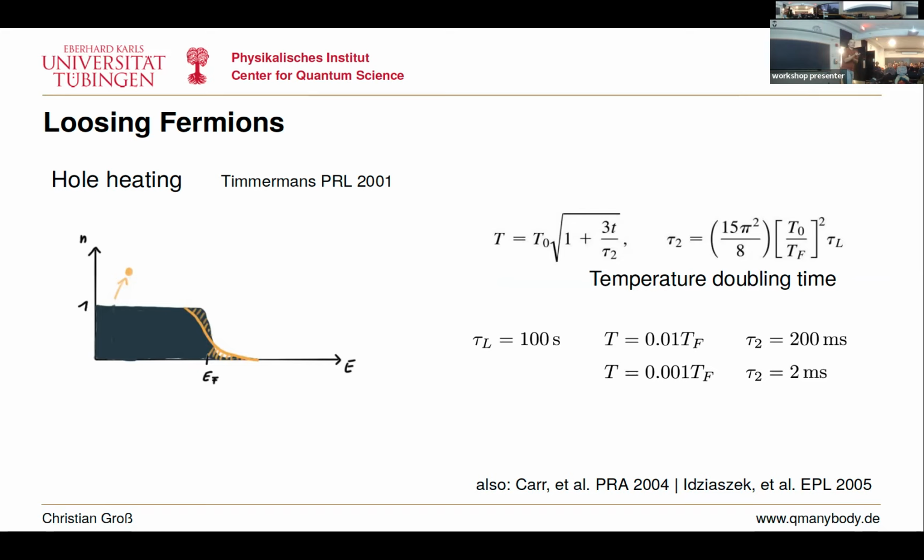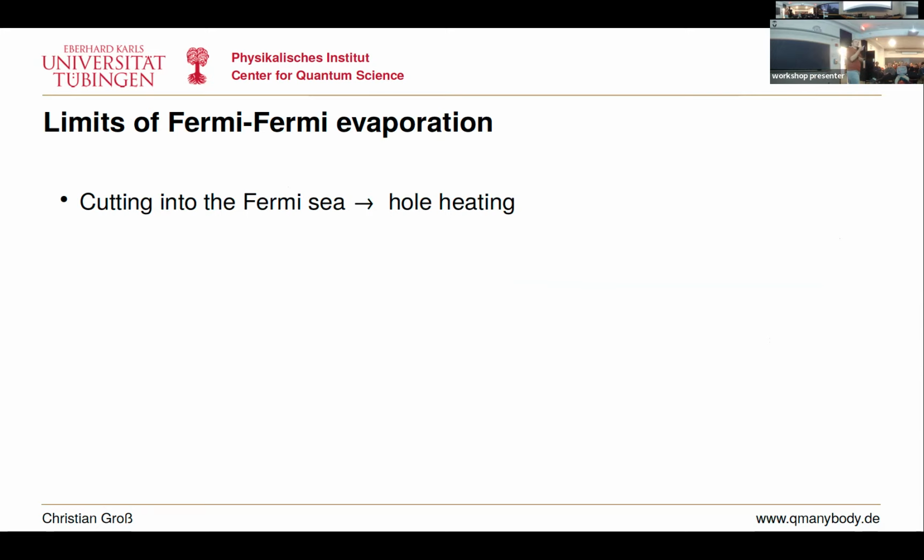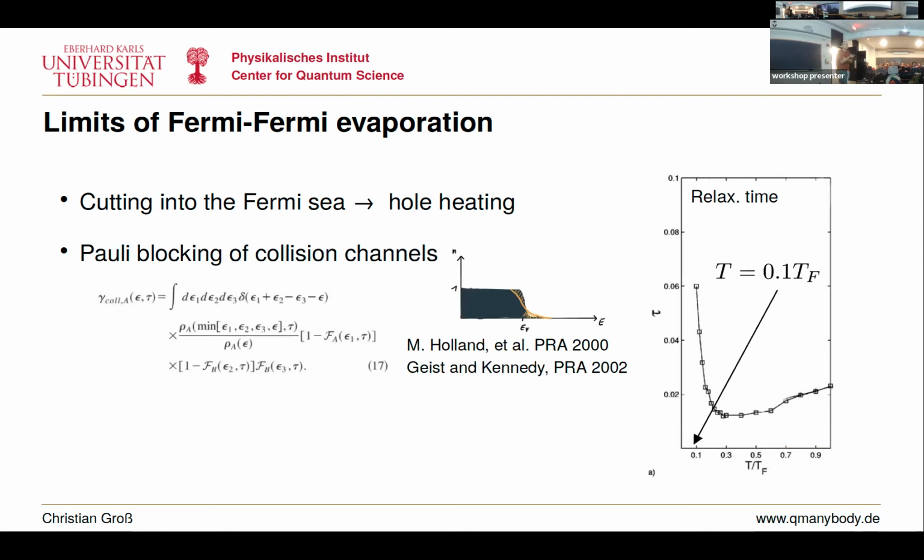This whole heating is one of the things one has to be very, very careful about when doing evaporative cooling by Fermi evaporation, because you're throwing away the fermions. If you do that too fast, you're cutting holes too deep into the Fermi system. There's another limit on Fermi evaporation efficiency, and this, at least I believe, is what we are seeing.